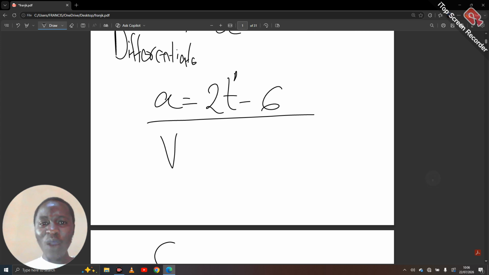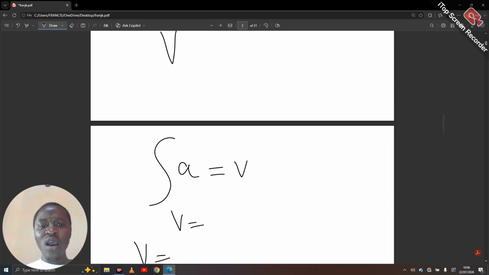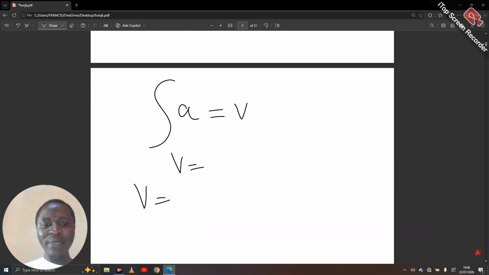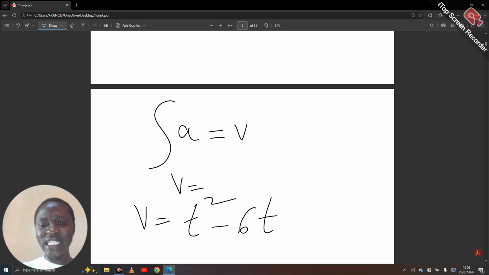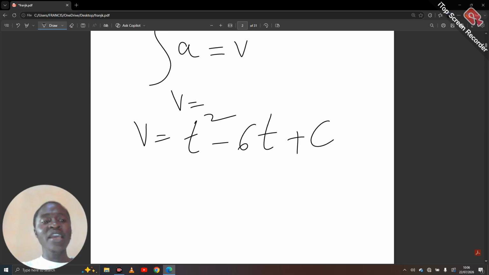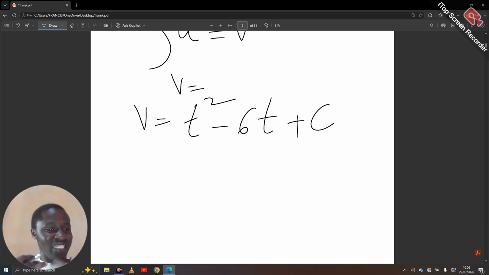So now we add. It will be t squared minus what? Minus 6t, plus the constant. If you are not understanding, feel free to drop a comment. I will do a video and explain it to you in a way that you will understand. Please. Now, we have the velocity there: v equals t squared minus 6t plus c.